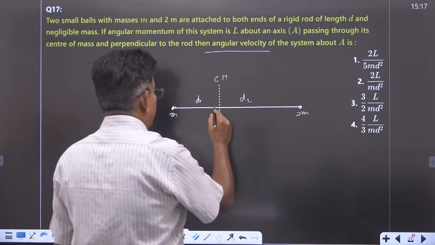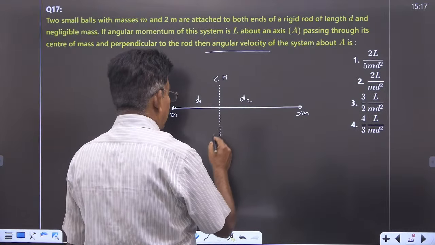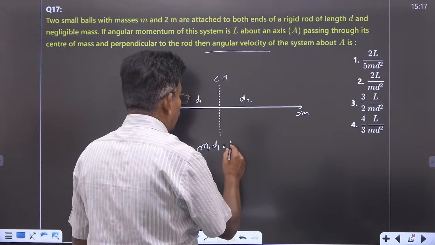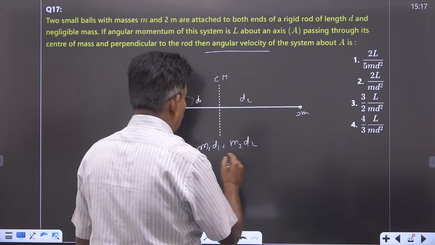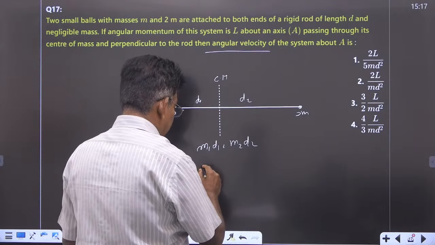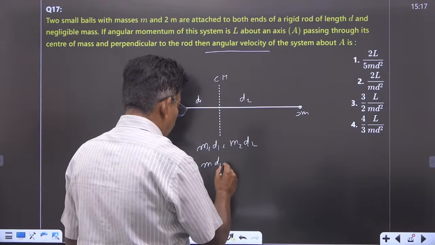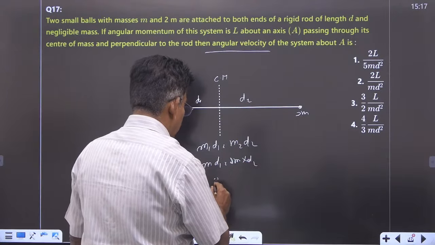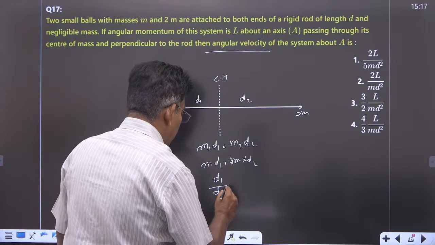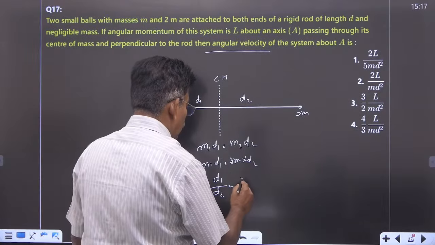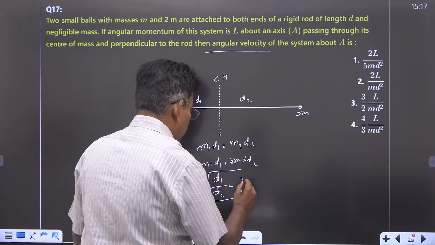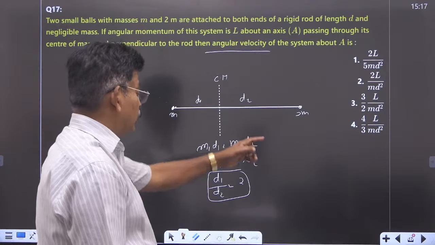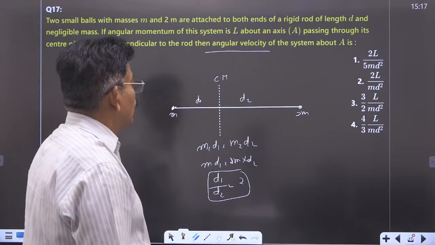And we know if you take distances d1 and d2 from the center of mass, we have the formula m1 d1 is equal to m2 d2. Therefore, m1 is m into d1 is equal to m2 is 2m into d2. That gives you d1 by d2 is equal to 2 is to 1. We know that the center of mass will be nearer to the heavier mass, so it will be nearer to 2m.